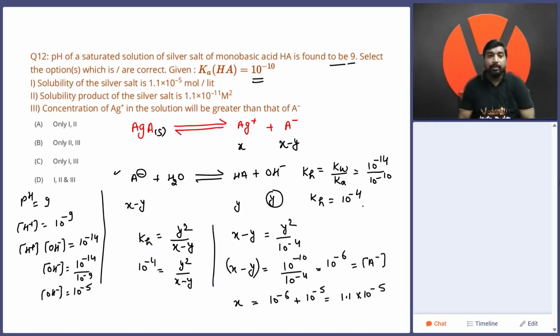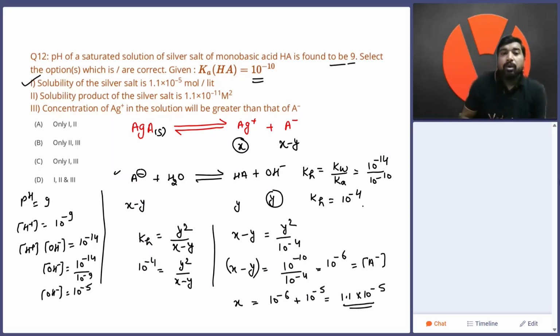Now from here, the solubility of the silver salt is 1.1 into 10 raised to the power minus 5. Definitely x is the solubility of the silver salt. So the value of the solubility is 1.1 into 10 raised to the power minus 5. So yes, definitely statement 1 is the right statement.